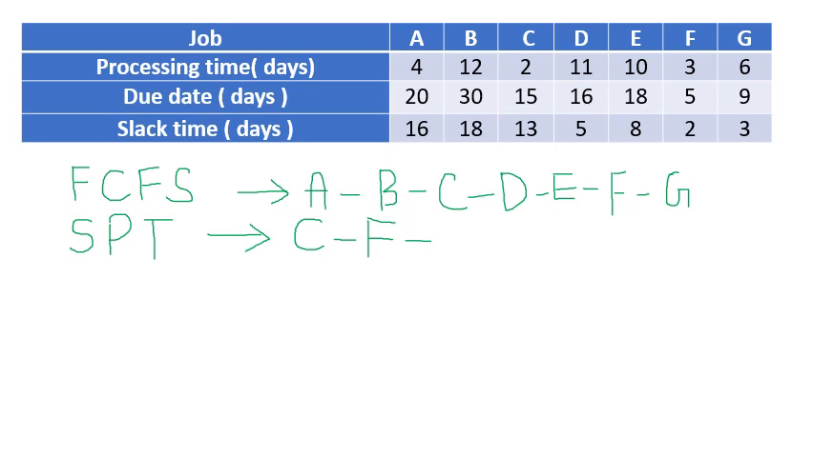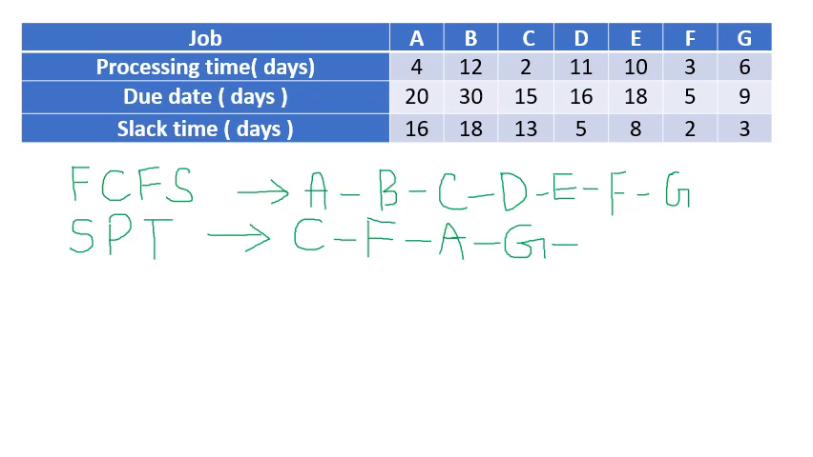Next comes after 3, this 4. 4 is the next minimum, so A will come next. After that, 6 is the minimum, so G will come next, just according to the processing times.